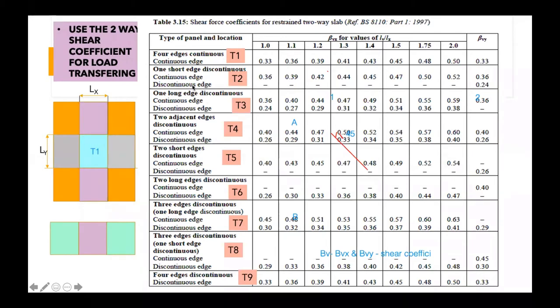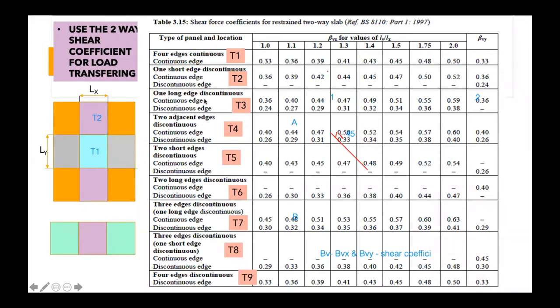Alright? The second one is one short edge discontinuous. Which one is one short edge? This is one short edge, yeah? This short edge is discontinuous because there's no slab here. So this is type 2. This is type 2. Okay.